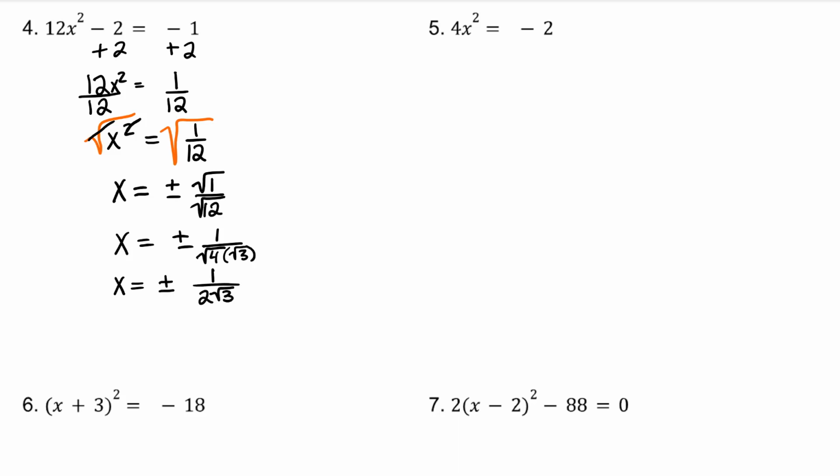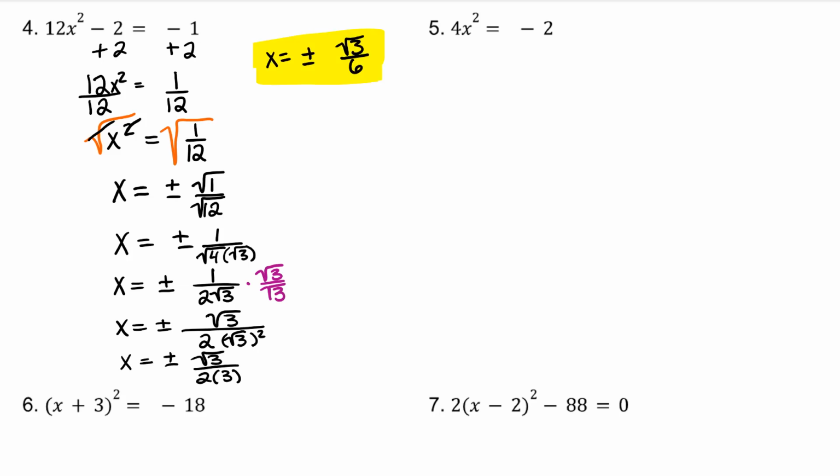Unfortunately, we still have a root in the denominator, which means we'll need to rationalize by multiplying by root 3 over root 3, a special form of the number 1. Root 3 times root 3 is root 3 squared. Root 3 squared is just 3. And your answer is plus or minus root 3 over 6.